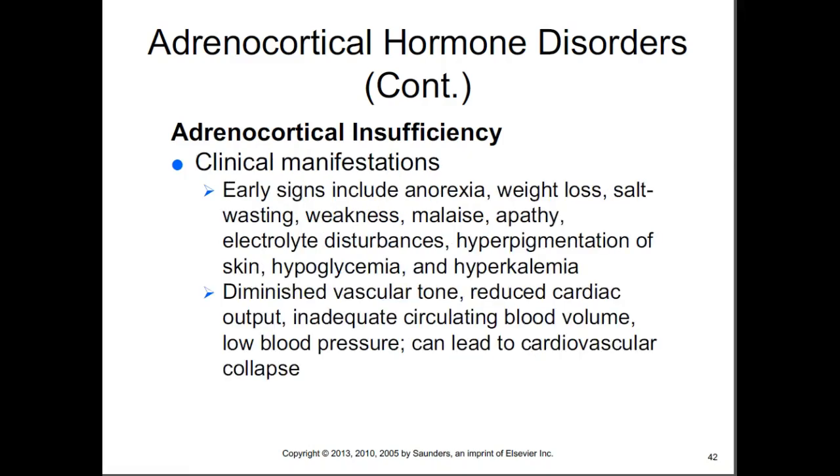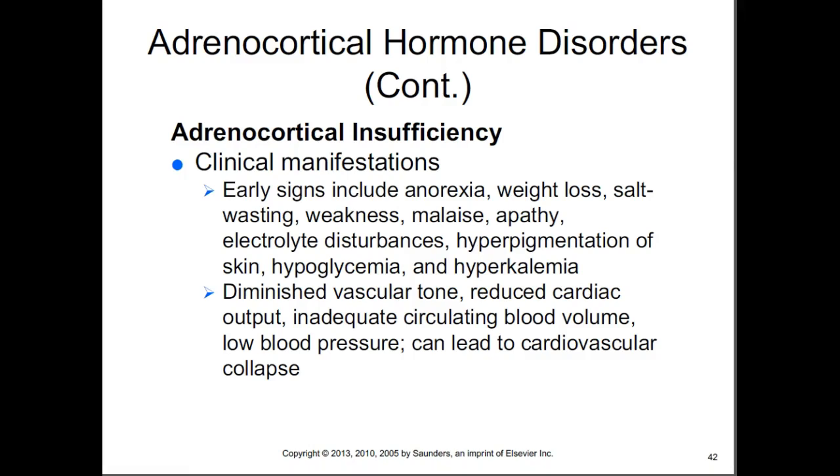All right, so some clinical manifestations of adrenocortical insufficiency include anorexia, weight loss, salt wasting, right? Weakness, malaise. Remember, if you have salt wasting, it's because if you do not have aldosterone, then you're not reabsorbing sodium from your distal convoluted tubule in your nephron, in your kidneys. So weakness, malaise, apathy, electrolyte disturbances, again, because you are not reabsorbing the right amount of sodium, not eliminating the right amount of potassium. You might see hyperpigmentation of the skin, hypoglycemia, and hyperkalemia.